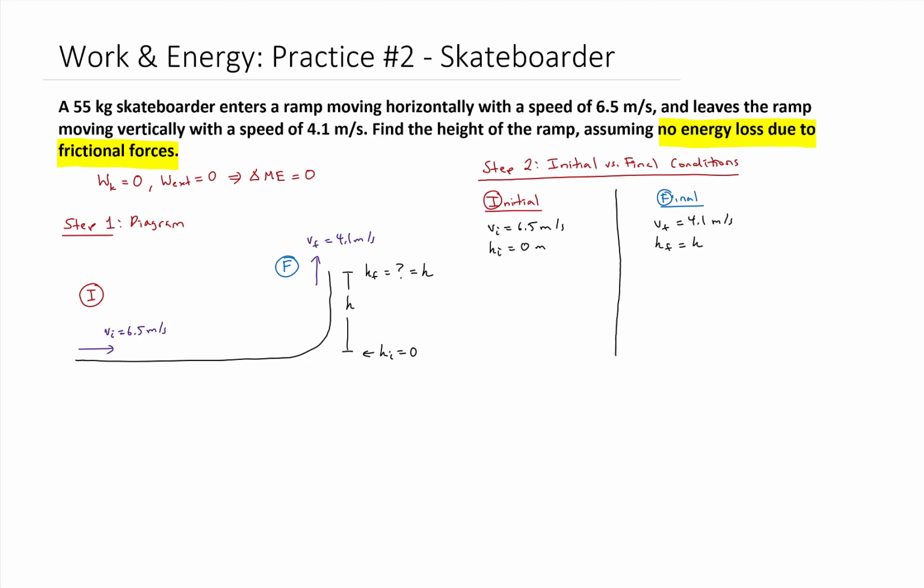So there are essentially no springs involved in the system at all, so we can forget about PES entirely. So that means we only care about kinetic energy and gravitational potential energy. So KEI, which is the initial kinetic energy, is equal to 1/2 mvi squared, and the potential energy, which is just gravitational potential energy, is going to be mgh. But h is equal to 0, so we have 0 for this.